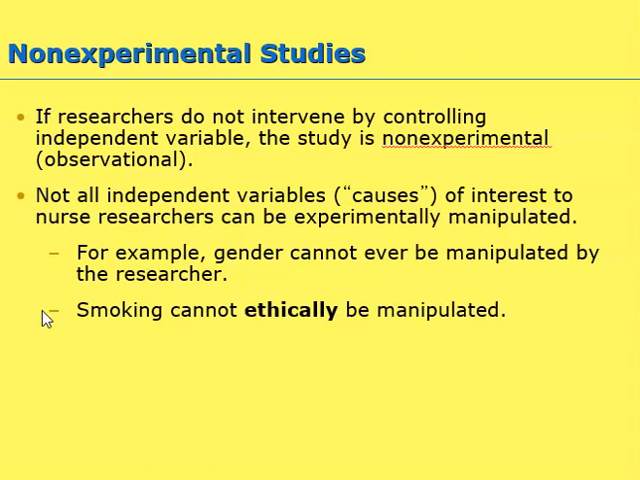So we don't always want to manipulate an intervention, or sometimes we can't ethically manipulate an intervention. For example, we, the researcher, cannot manipulate gender. So that variable is not a manipulatable variable for research purposes. Also, smoking, we should not ethically manipulate smoking.